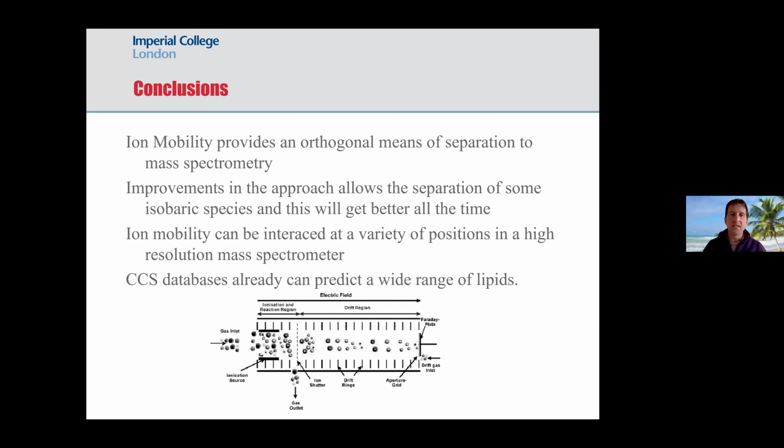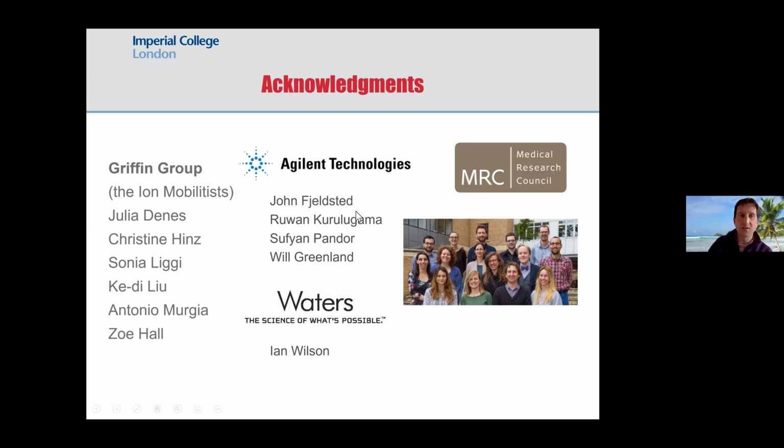As I already said, ion mobility can be interfaced with mass spectrometry, and it can be interfaced at a variety of different stages in terms of high resolution mass spectrometry. We've also got CCS databases, and they can already predict a wide range of lipids. So hopefully that's encouraged you to give ion mobility a go along its various different forms.